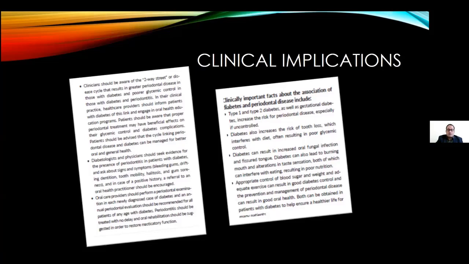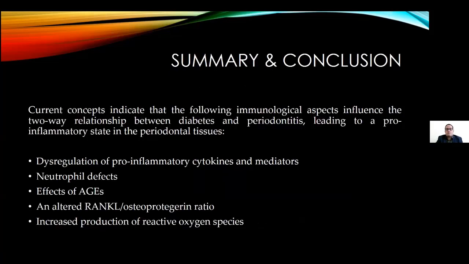So that leads me to conclude with respect to this particular topic, that is the immunological aspects. The current concepts indicate that the following points pertaining to immunological aspects influence the two-way relationship between diabetes and periodontitis. Number one, dysregulation of pro-inflammatory cytokines and mediators. Number two, neutrophil defects. Number three, the effect of AGEs. Number four, an altered RANKL osteoprotegerin ratio. Number five, an increased production of reactive oxygen species.